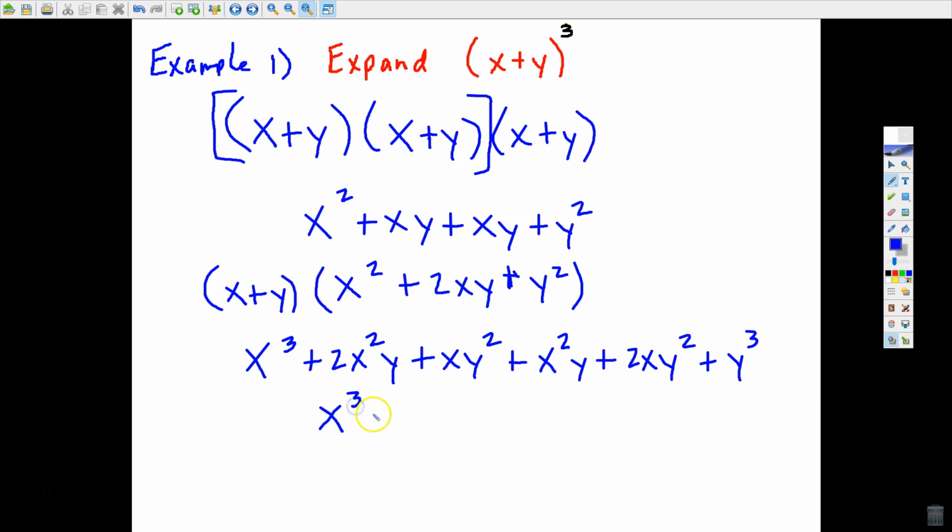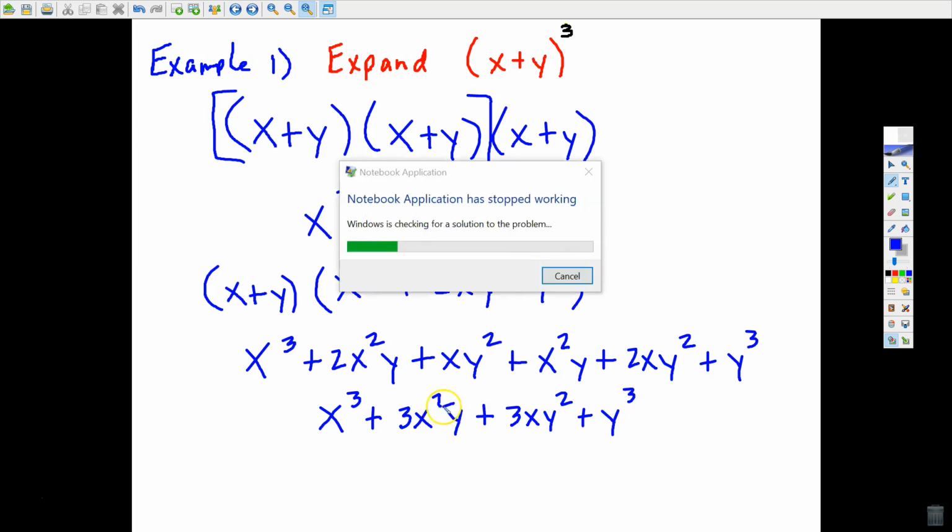X cubed plus 3x squared y plus 3xy squared plus y cubed. Boy, it's a lot of work.